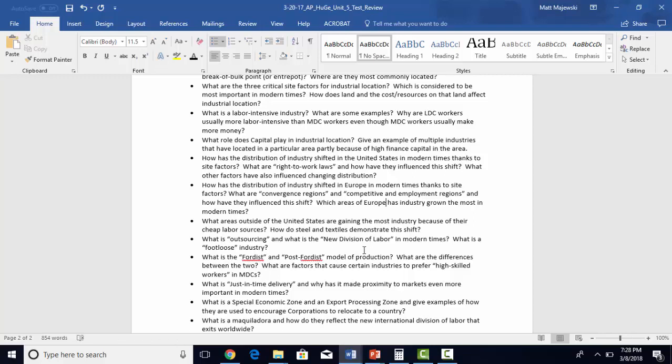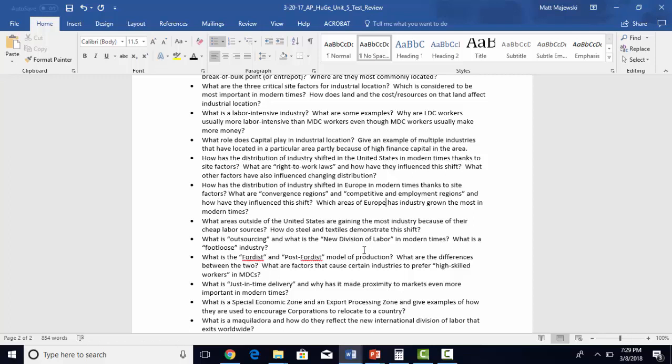An SEZ is a port area. It's an area along the coast in many Asian countries where foreign businesses, corporations, are allowed to set up factories. The factories are allowed to hire local workers. That's what attracts the factory to the new place. Also, since they're located right on the port, it's easy for them to get their products shipped out of the country, so they can export them to the consumers in MDC markets.